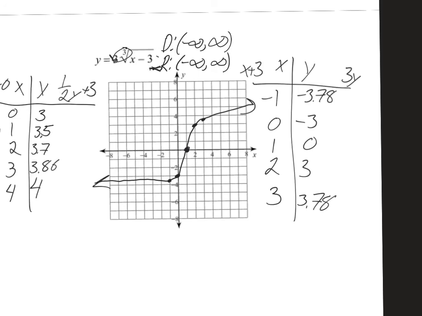Then I just had to do my domain. My domain, it looks like it goes off to the left forever, so -infinity, and then off to the right forever, so +infinity. For my range, it's going from the bottom to the top, so -infinity all the way up to +infinity.